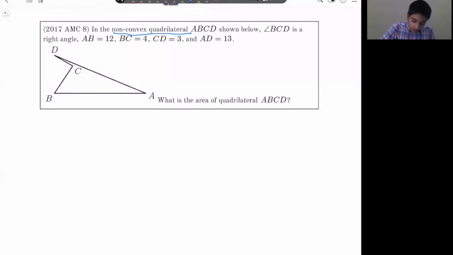In the figure shown below, we're given that BCD is a right angle. So BCD, this angle, is right. AB is 12, BC is 4, CD is 3, and AD is 13, right here. So what can we try to do here?